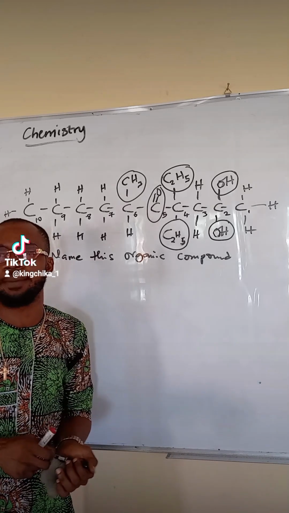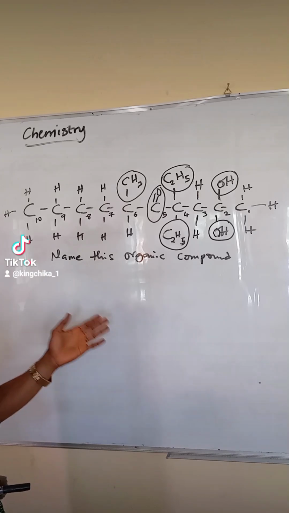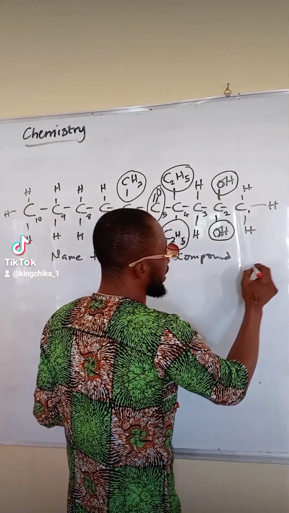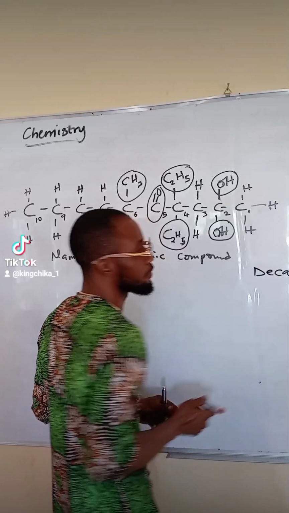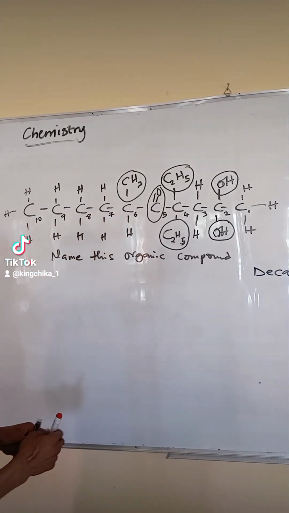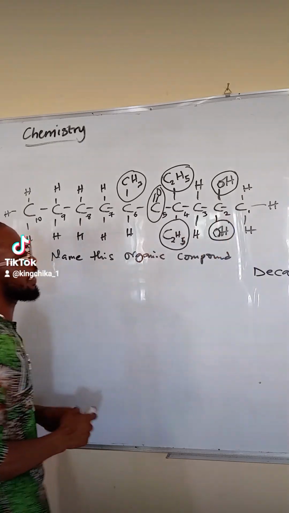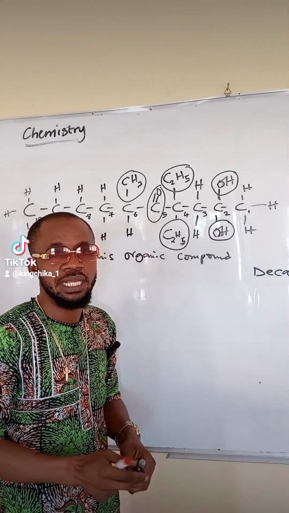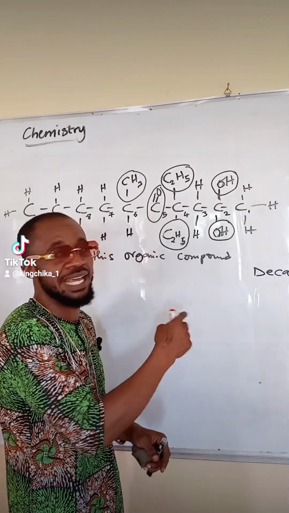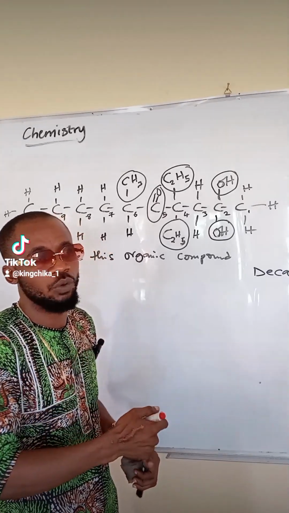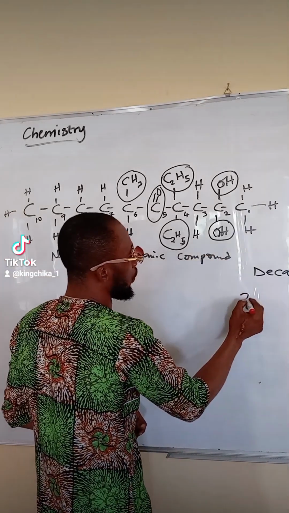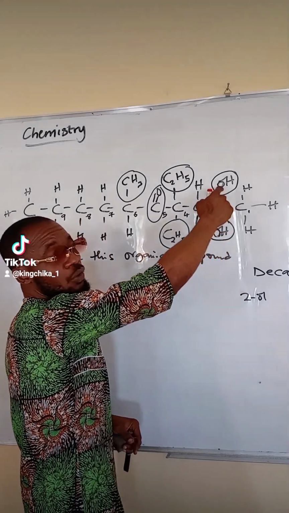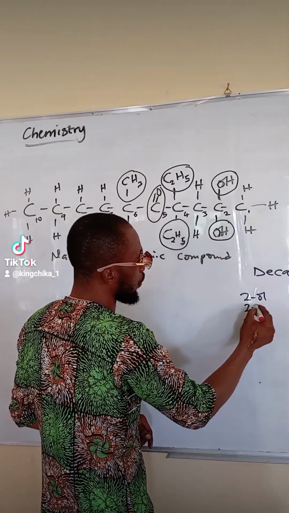So in chemistry, 10 is represented by what? Deca. So let us use the word deca for 10. Now, since this is our carbon 1, we have OH on carbon 2, and another OH on carbon 2. And remember that for alkanol, the suffix should be what? Ol. So we have 2-ol, because the alkanol is on carbon 2. We still have another alkanol on carbon 2, so we have 2-ol.